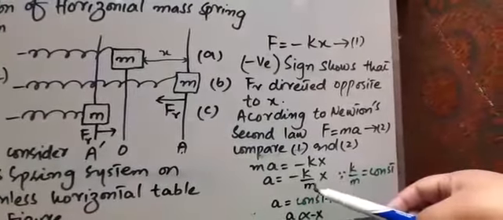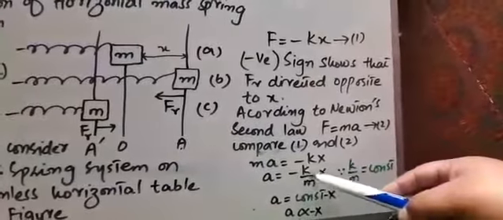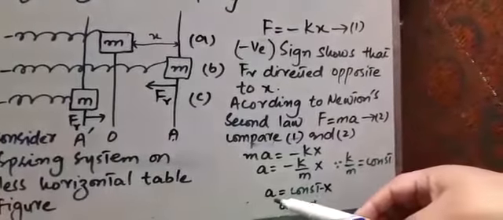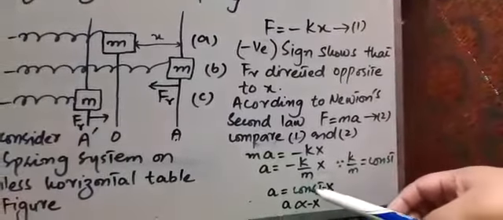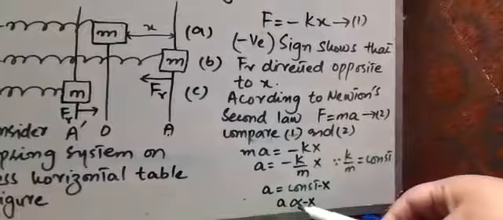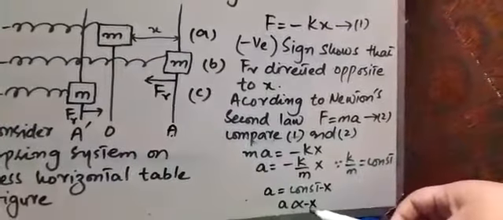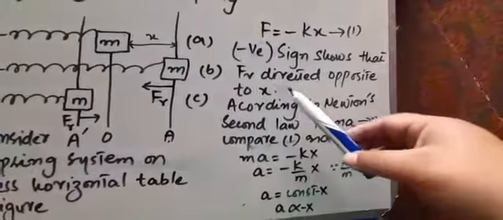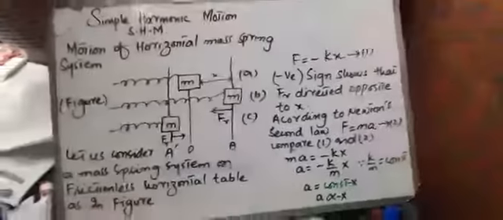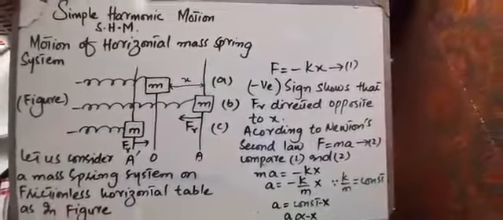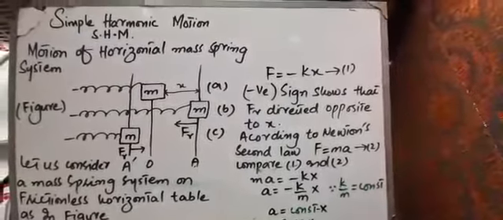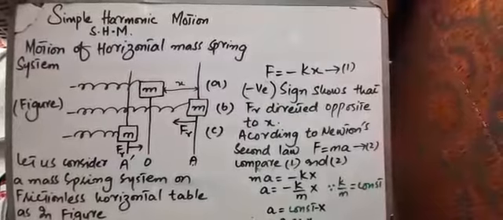As you know, k is a constant, m is a constant. So these two quantities are constant. So I have written this equation as a is equal to constant times minus x, and in place of the constant I have put a directly proportional sign. So this shows that a is directly proportional to minus x. Again, minus shows that the restoring force is directed opposite to x. So this is basically the relationship of simple harmonic motion and a mass spring system. Thank you so much.